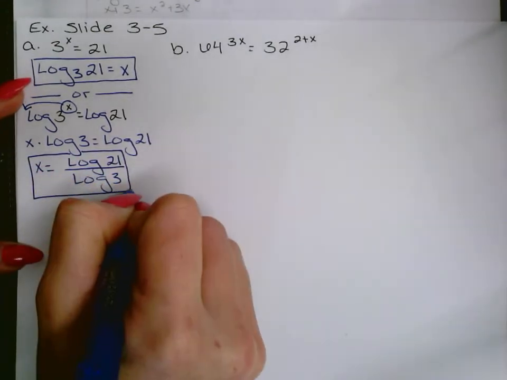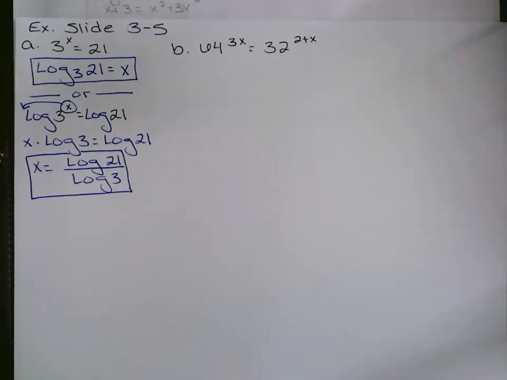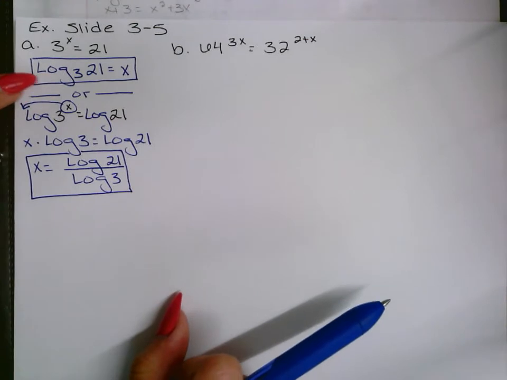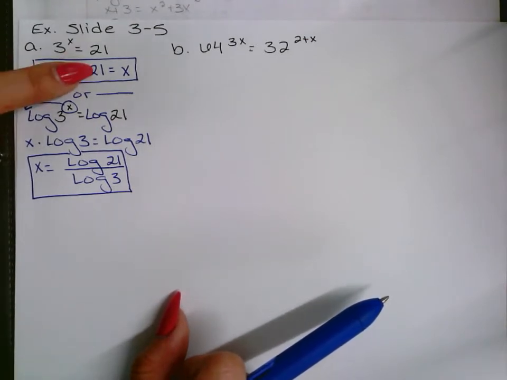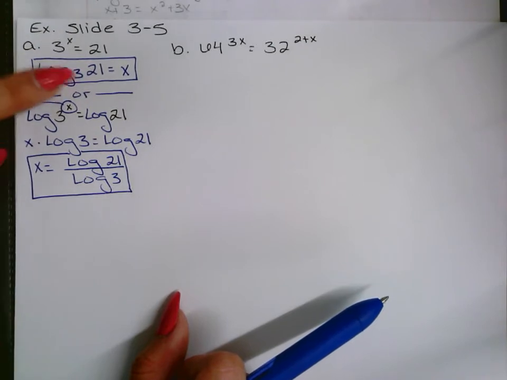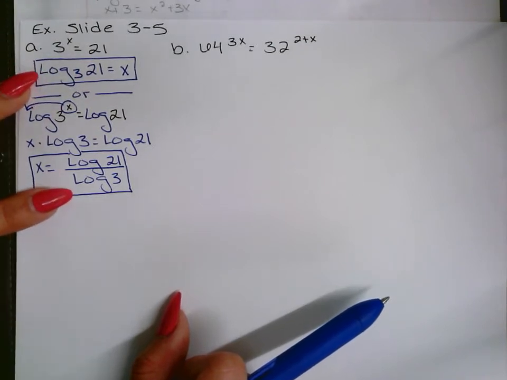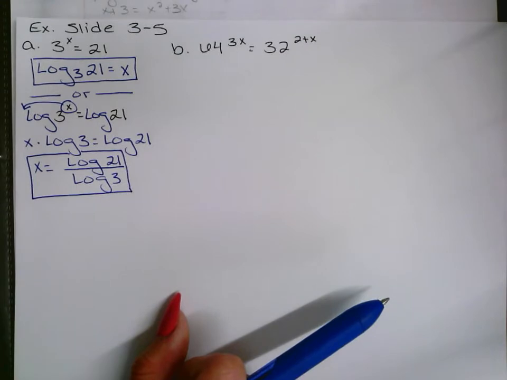And if you remember the rules from a few lessons ago, we talked about the change of base rule. Compare your two answers. We said that the change of base rule says that we can rewrite this as log of the bigger number, 21, divided by log of 3. And that's one way that you can see that your answers are indeed the same exact thing.